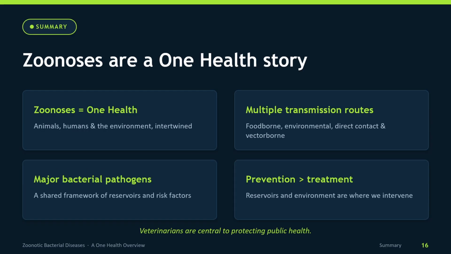To wrap up, zoonotic bacterial diseases sit at the intersection of animals, humans, and the environment. Understanding transmission routes, reservoir hosts, and environmental factors is essential for prevention. Veterinarians play a central role in protecting public health, and this overview ties together everything you've covered in our bacteriology series.